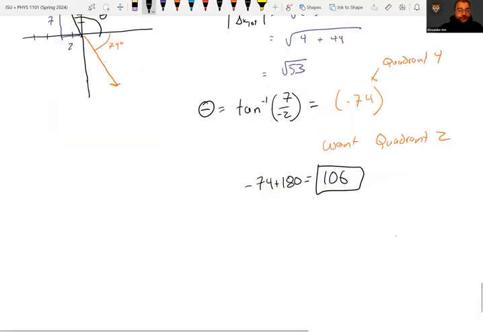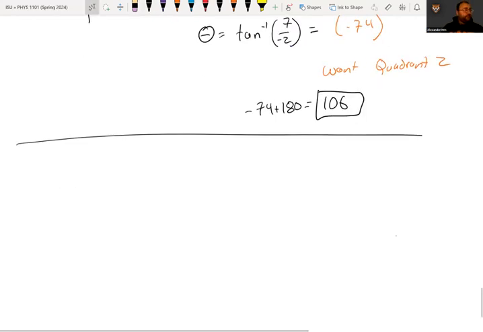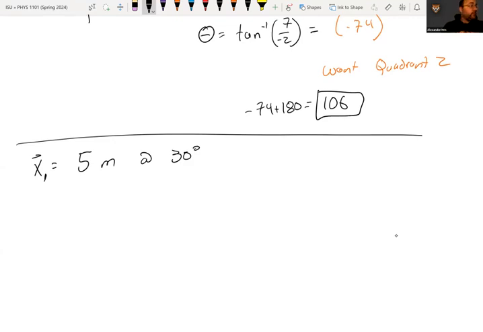All right. Last example I want to do is, let's actually do a position 1. Let's say it's in polar form. This is 5 meters at 30 degrees. Okay. And then position 2 is going to be 7 meters at 150 degrees.